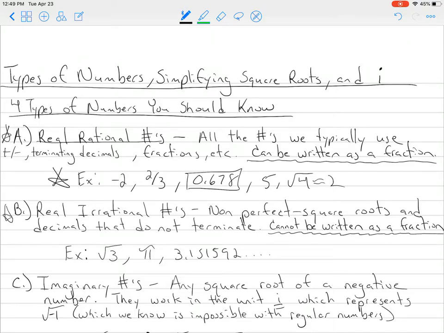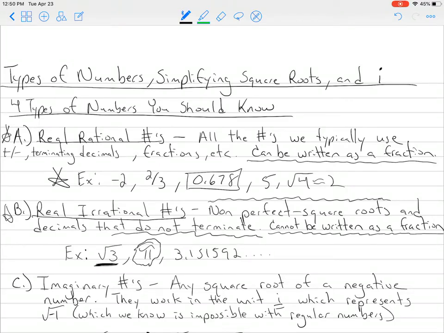The second type of numbers are real irrational numbers. These basically fall in 2 categories. These are like your non-perfect square roots, so square roots that you can't find a nice pretty square root to, and decimals that don't terminate, those decimals that keep going on forever. These 2 types of numbers cannot be written as a fraction, all right? So an example of this would be the square root of 3. There is no pretty square root of 3. You put that in a calculator, you're going to get some kind of long ongoing decimal. Pi is another good example of an irrational number. It keeps going on forever.